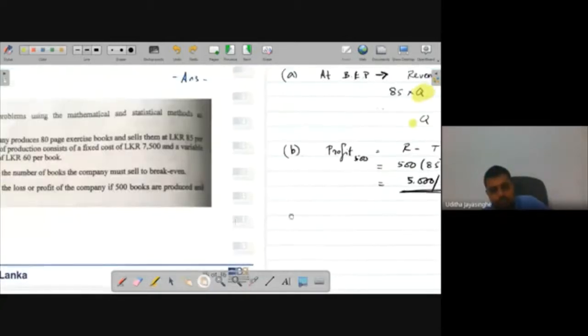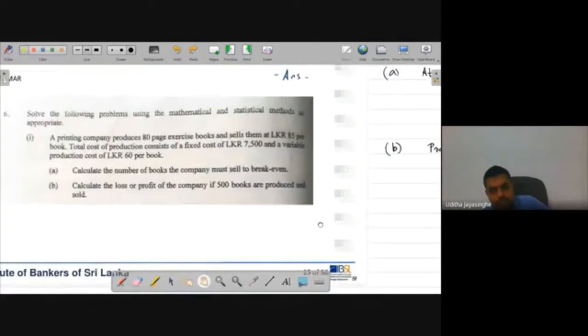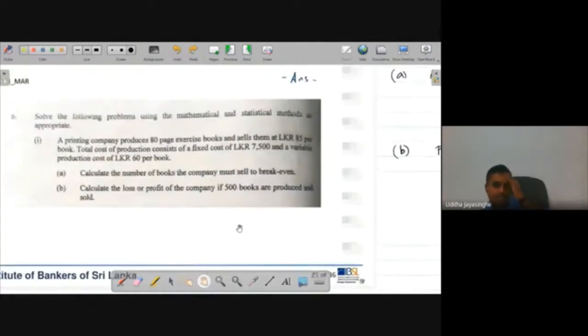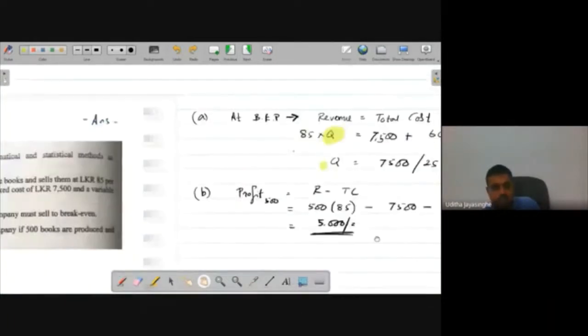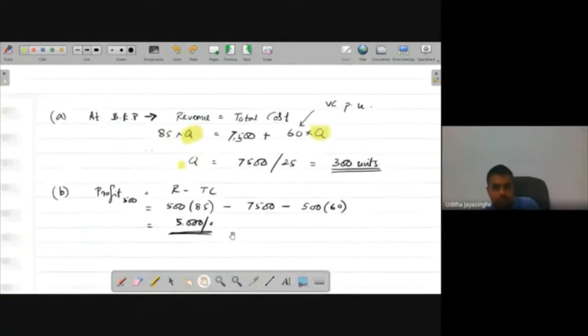So the second part is going to be focused on calculating the profit if the company is going to produce 500 books. Okay. So the answer that we got for part one is going to give us an indication that it's going to be a profit, because 500 is greater than the 300 break-even level. So we are making profits now.